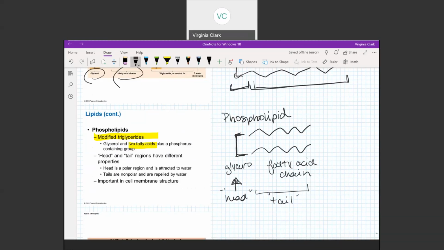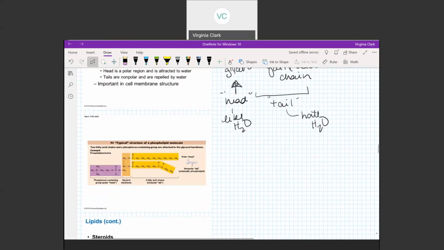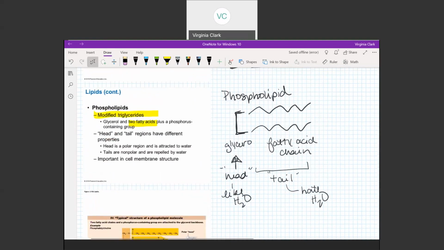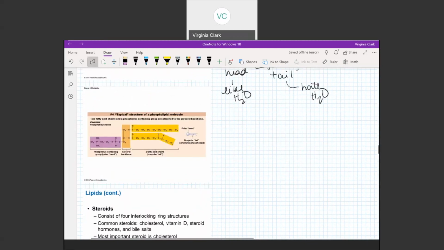And they have different properties. The head is going to like water. We'll talk a lot about this in chapter 3. Whereas the tail is going to hate water. And those 2 properties alone are really important when we get to chapter 3. So here is your, and I apologize for not adding this, they are also going to contain a phosphate group. That's where the phospholipid will come in. So here we're going to have our phosphorus group, your glycerol backbone, and then the 2 fatty acid chains.